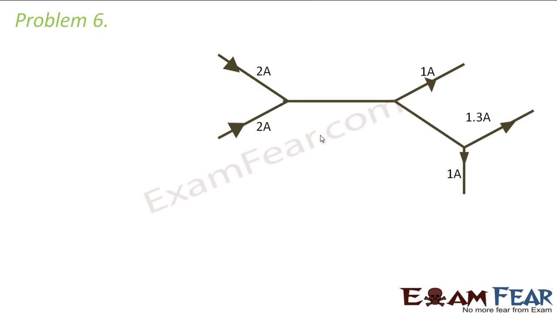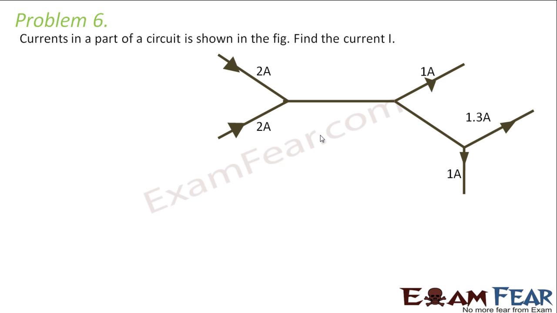Let us look at the last problem of this lesson. It asks us to calculate the value of the current I. This is I, so we have to calculate the value of this I. It says that currents in a part of a circuit are shown in the figure. Find the current I. So which law will we apply here? We will apply the Kirchhoff's junction law.